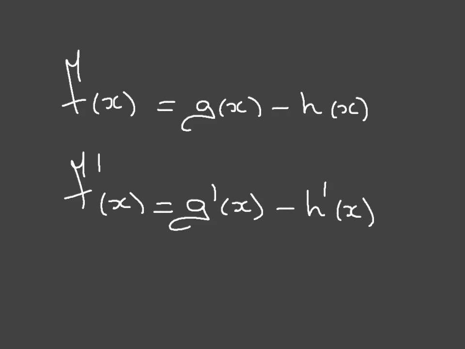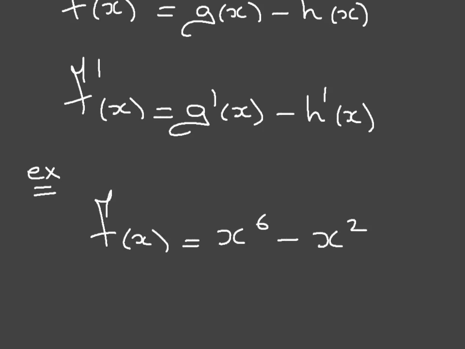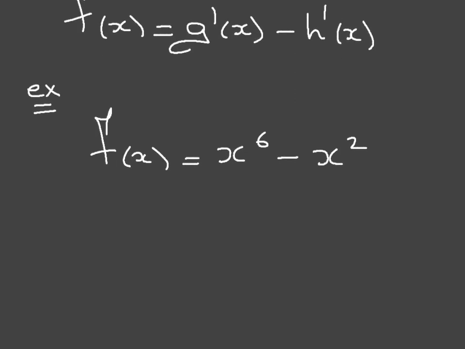And so in a very similar way as what we saw for adding functions, we can use this for a couple of examples here. So let's say we have f of x equals x to the power of 6 minus x squared. Then to differentiate this, we would use the rule we just learned, and write f dash of x is equal to 6x to the power of 5 minus 2x. Let's look at another example.